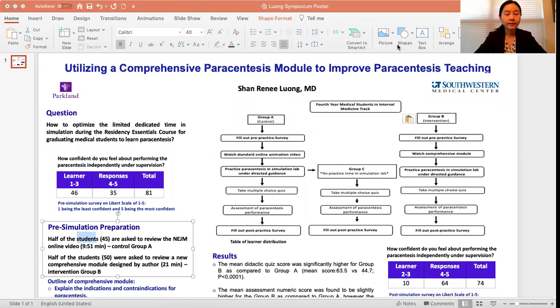Our question was, how do we optimize the limited time that medical students had to learn paracentesis during the residency essentials course? For our learners, we took a survey on how comfortable they felt practicing paracentesis under supervision, and over half responded on a Likert scale that they were not comfortable, with a response of 1 to 3.